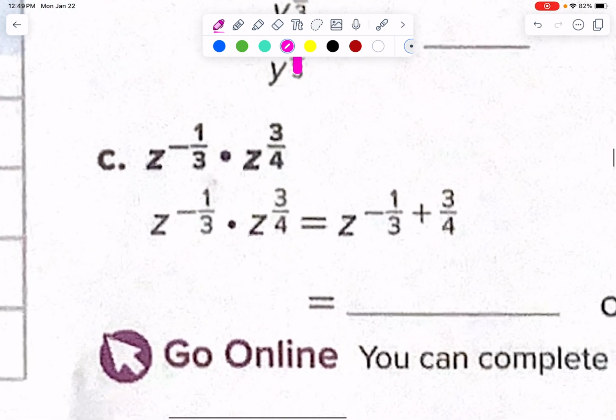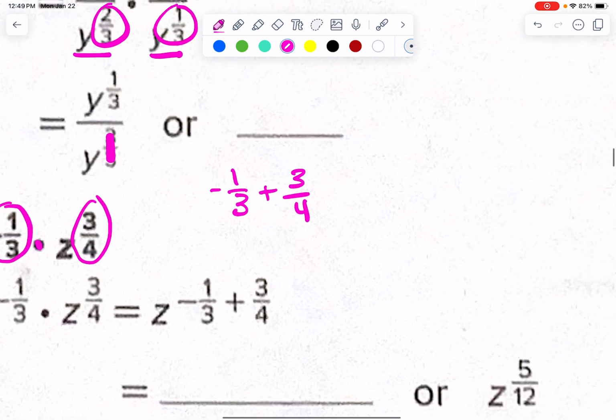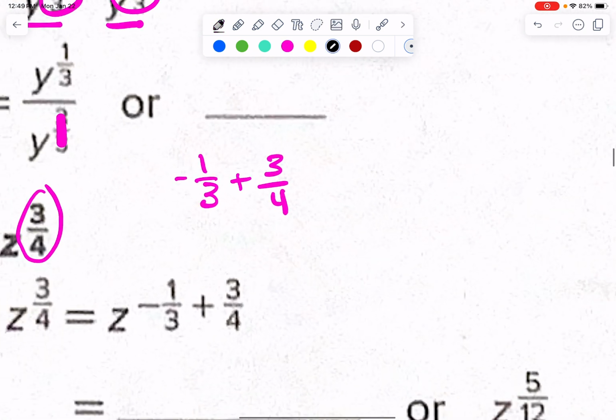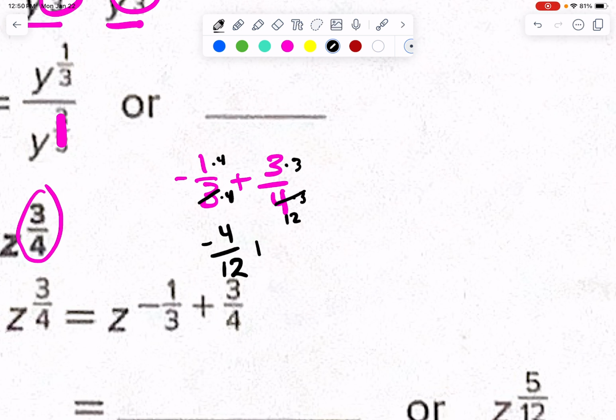All right, last one, C. Multiplying, again, you're adding these exponents. So negative 1/3 plus 3/4. I have to find a common denominator. So I'm going to make denominators of 12. So if I make this 12, I would have to multiply by 4. This will be negative 4 over 12 is what 1/3 is. Okay, this one, I have to take times 3 to get that bottom to be 12. So this will be 9 over 12. And negative 4 over 12 plus 9 over 12 is 5 over 12.